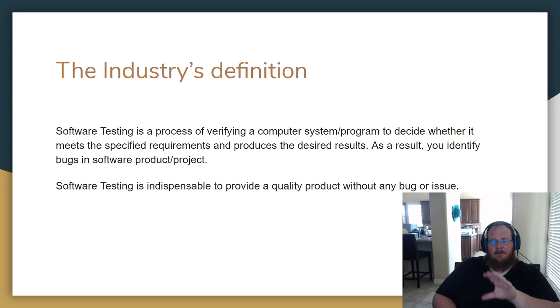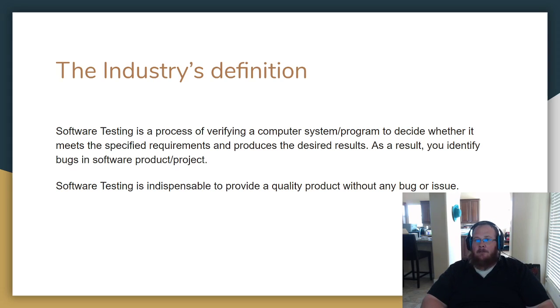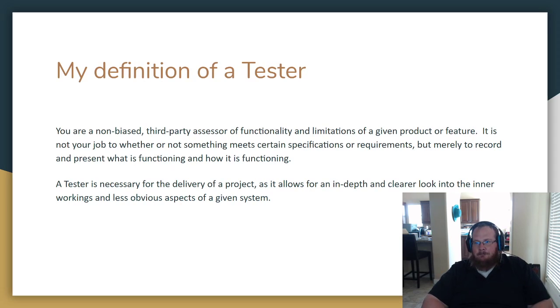So everything about this definition tells me that the person who wrote this has never done software testing. And if they have, they should feel ashamed of themselves for this horribly generic and overall unhelpful definition. Here's my definition. And I say this so much, I could almost quote it to you without even having to look at it. But I'm not going to try. As a software tester, you are basically a non-biased third-party assessor of functionality and limitations of a given product or feature.